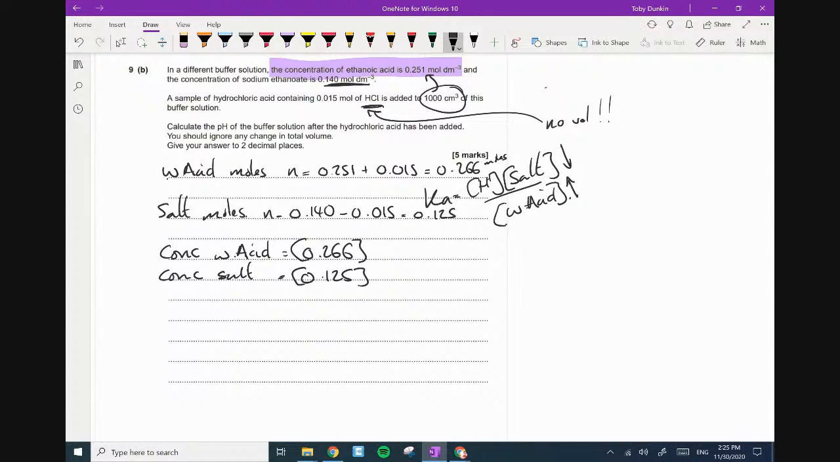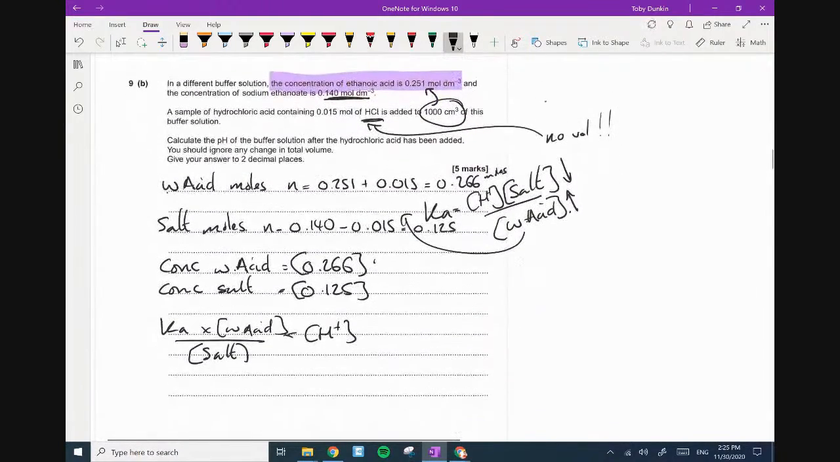Right, so now we can input these into this equation. Salt on top, reorganize. Ka, bring the weak acid over, times the weak acid, all over the salt concentration. It's going to give me H plus. You can't skip any of these steps. So the Ka was given to us as 1.74 times 10 to the minus 5. So 1.74 exponential minus 5 multiplied by the weak acid. And the weak acid was here. Oh, it's just there as well.